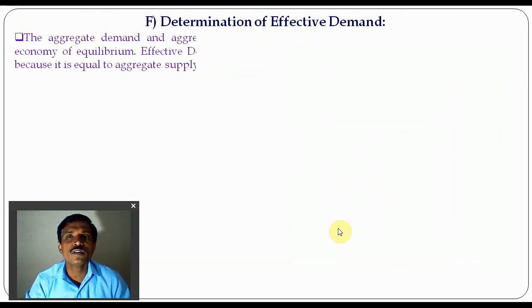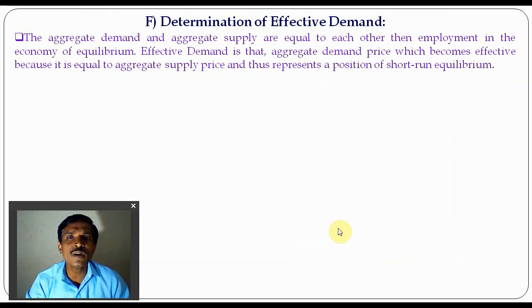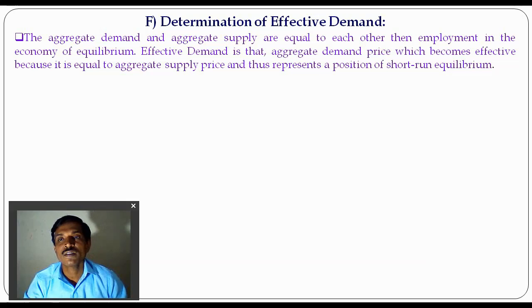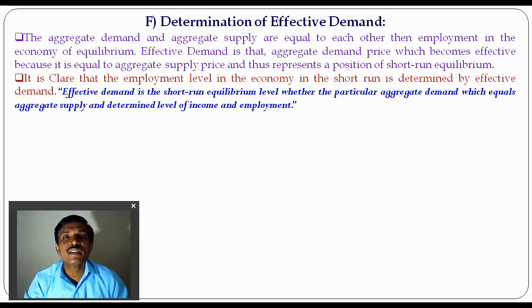So in the determination of effective demand, the aggregate demand and aggregate supply are equal to each other, and employment in the economy is in equilibrium. The effective demand is the aggregate demand price which becomes effective when the aggregate supply price and the aggregate demand price are equal, thus representing the position of short run equilibrium. It is clear that the employment level of the economy is determined in the short run by the effective demand, which is the short run equilibrium level where the aggregate demand equals aggregate supply and determines the level of income and employment.